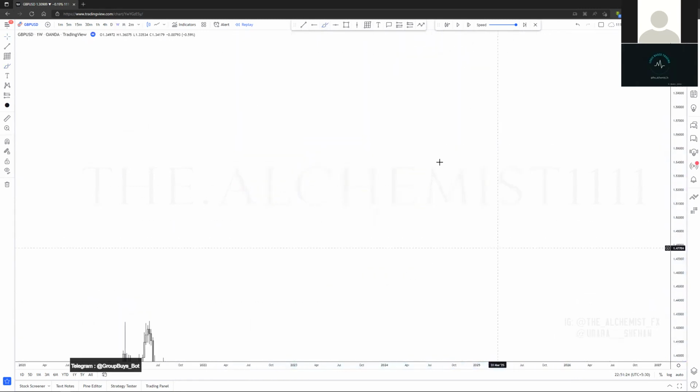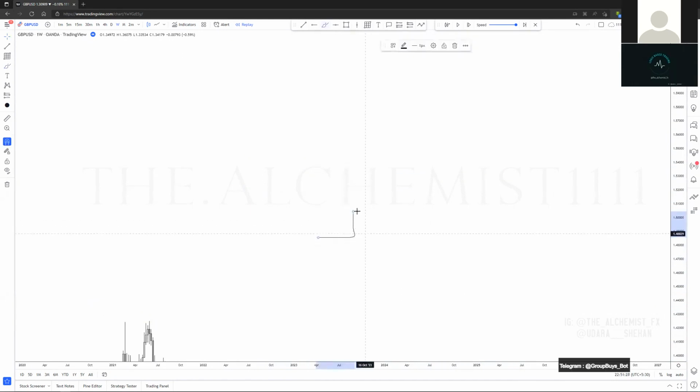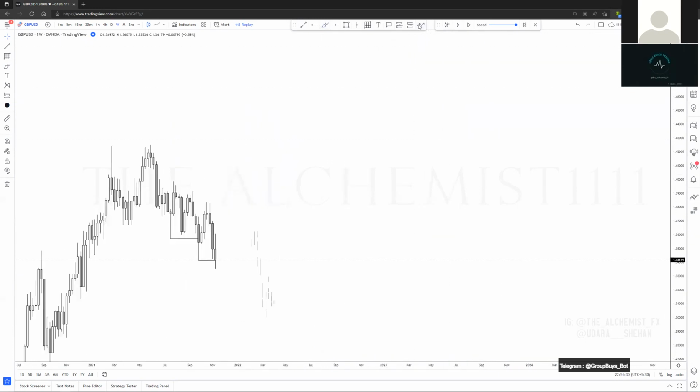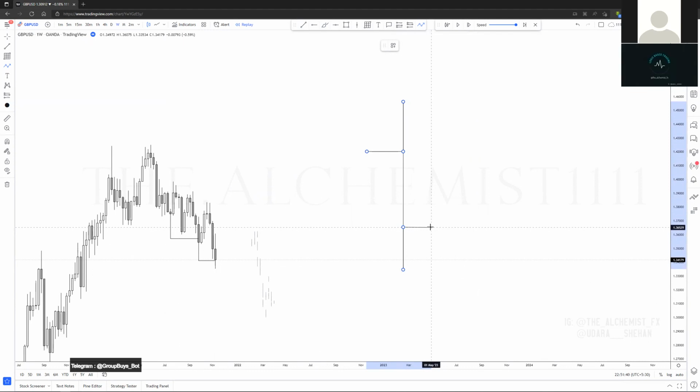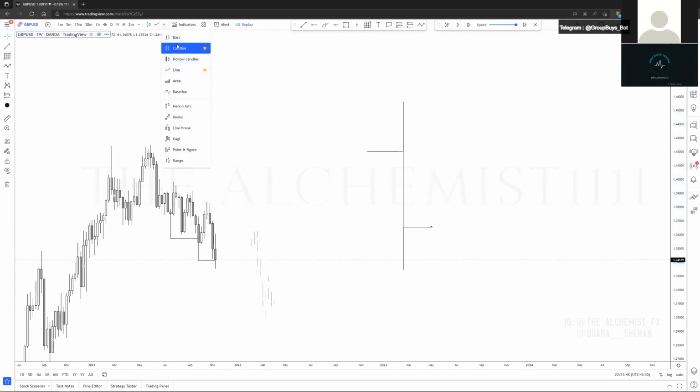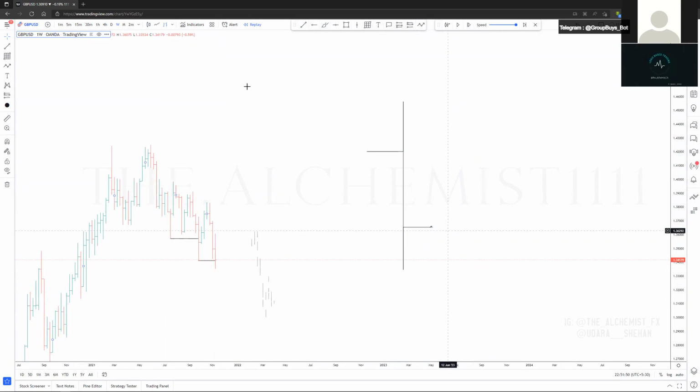So something like this. Let me draw it out clearly. Opens, false runs in the opposite direction, drops, and then it comes back into a consolidation. Right? So what is this? This is the bar chart. If it's a bar chart, you can see this is how the bars are created.